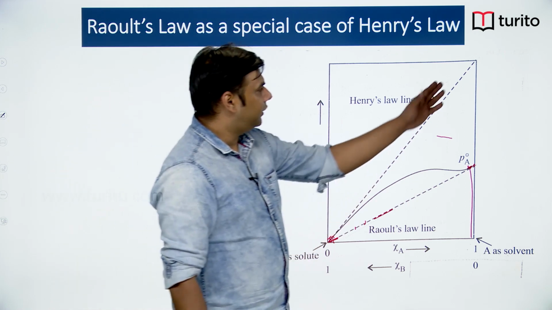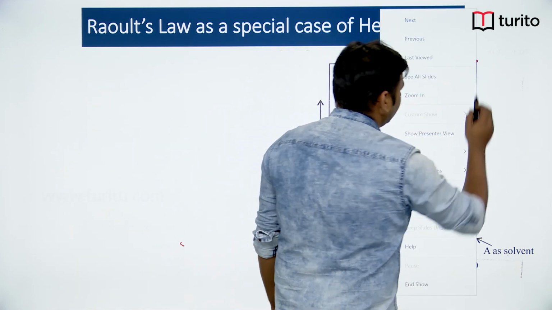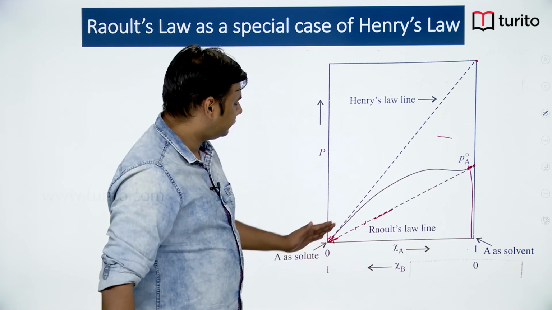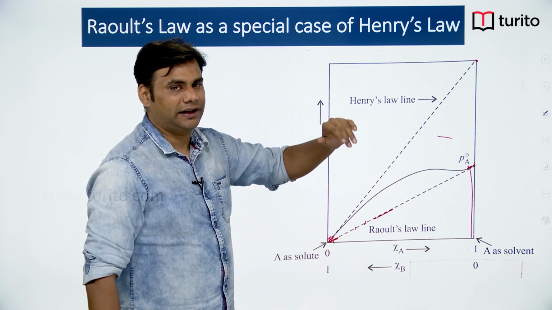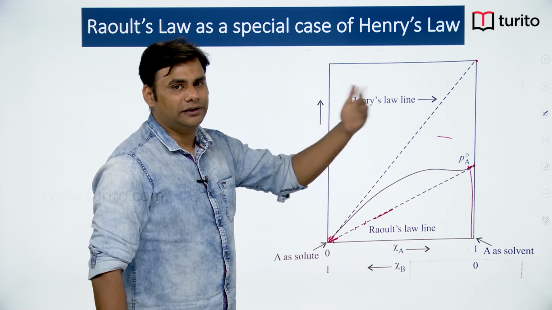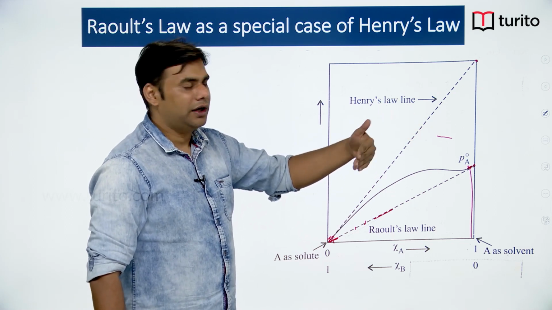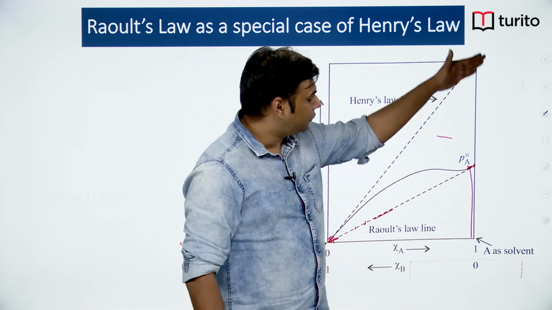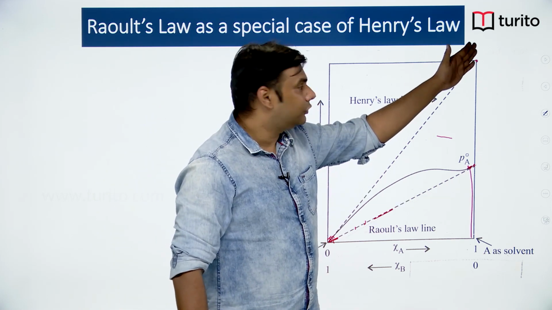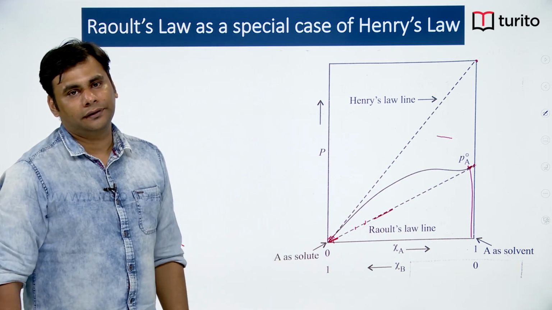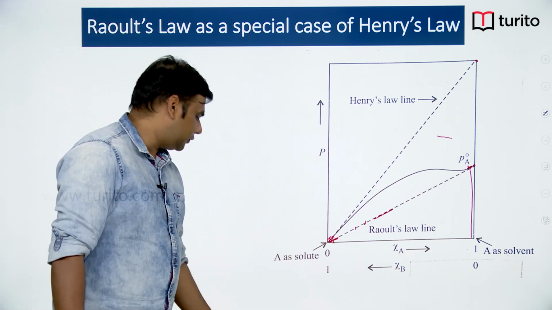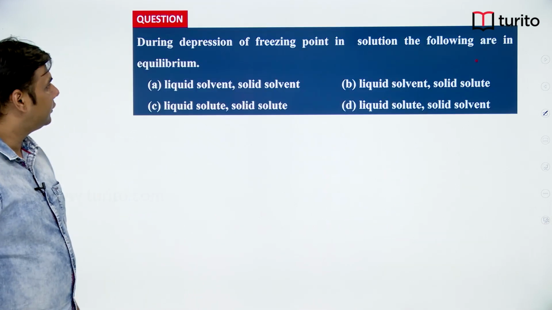If you extrapolate and it meets over here, it means that only solute is present, only gas is present. In that case we are saying that solute is the gas and solvent is the liquid. So when you join this, it will only be the gas. So this would correspond to the pressure of that particular gas. So Raoult's law is a special case of Henry's law. Okay, so this is all about Henry's law.